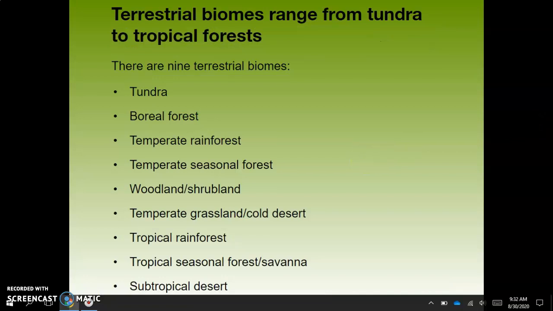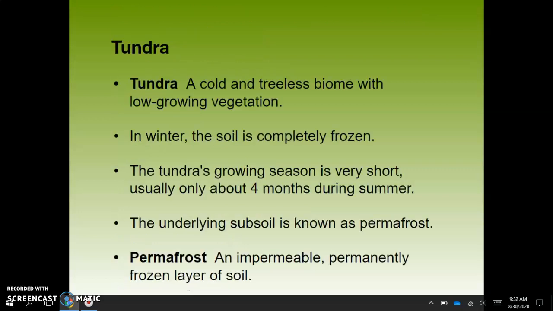Our terrestrial biomes will range from tundra to tropical forest. So there are 9 we need to know about. So tundra, boreal forest, temperate rainforest, temperate seasonal forest, woodland and shrubland, temperate grassland or cold desert, tropical rainforest, tropical seasonal forest or savanna, and subtropical desert, which sounds like a lot, but we'll get into them.